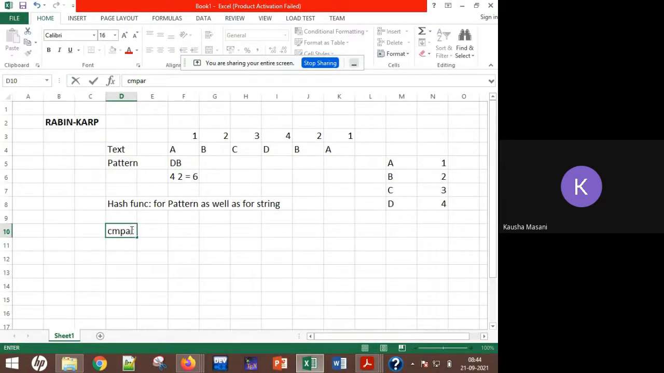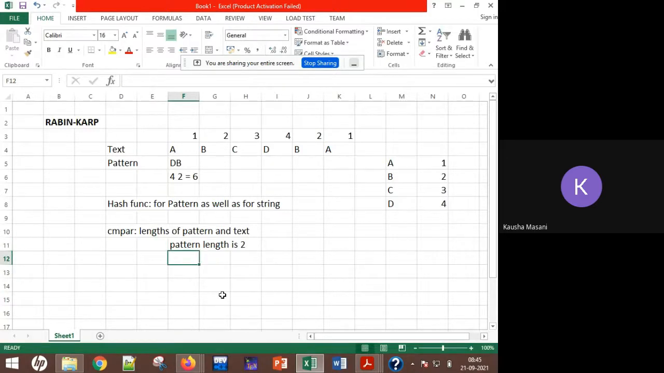So I am going to compare. The first comparison will be based on length, the length of the pattern and the text. As my pattern length is 2, I will compare two characters from the text at a time. In one iteration, I will be comparing two letters from my text along with my pattern, because my pattern length is 2, so I can only compare two at a time.